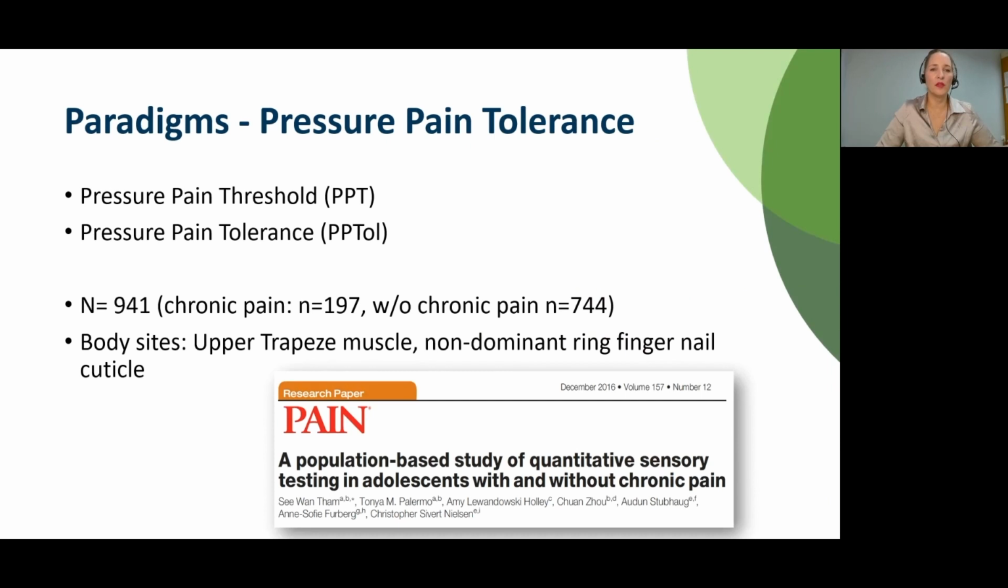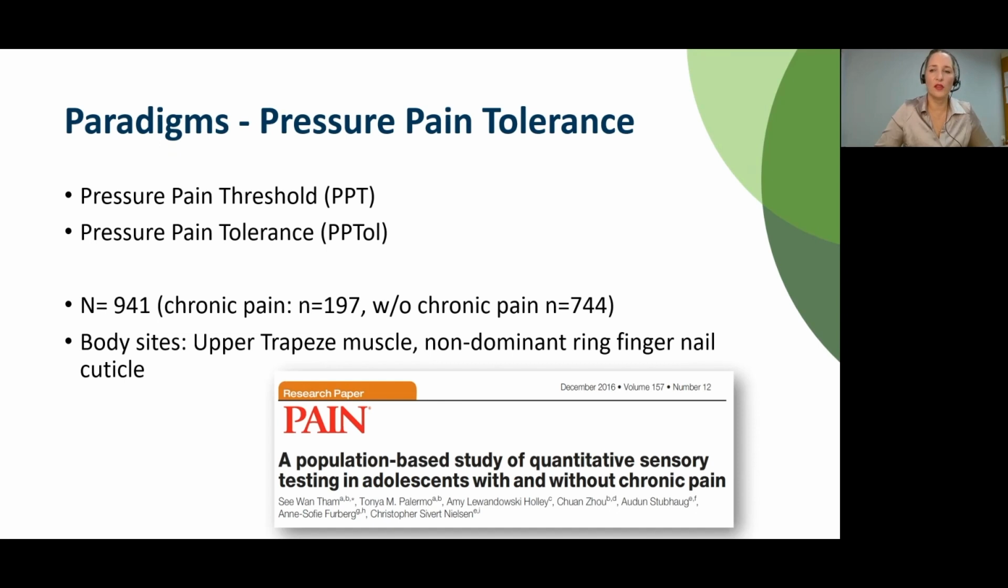Another paradigm that has been used is pressure pain tolerance. And in this huge study, which is a secondary analysis of the large Tromsø study, a population-based study of adolescents between 15 and 19 years old, they compared within that population those that had chronic pain and those that did not. And they tested pressure pain threshold and pressure pain tolerance. They did heat pain threshold and heat pain tolerance with our thermal devices, and cold pain tolerance with the cold pressor test.